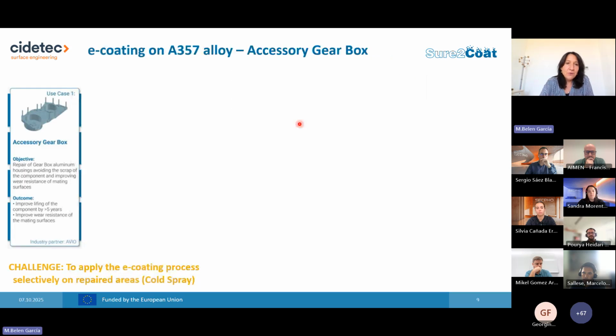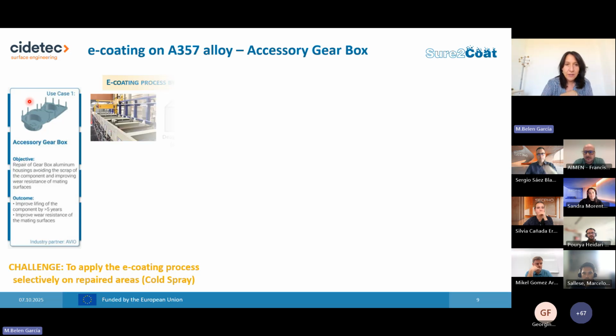Okay, so moving now to the second use case that I want to explain you today. It is a gearbox, accessory gearbox that is used in the aeronautical industry. And in this case, our challenge was to apply the coating selectively on some areas of this use case that have been previously repaired by cold spray, by another partner of Sur2Coat project.